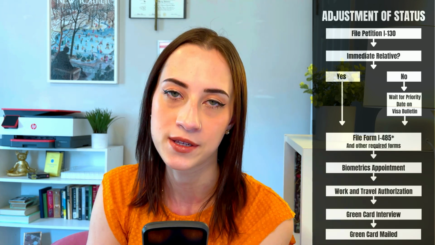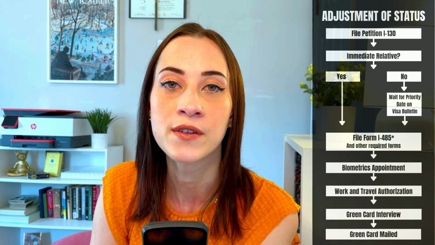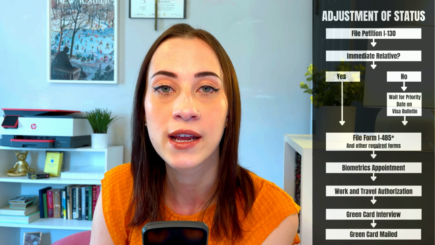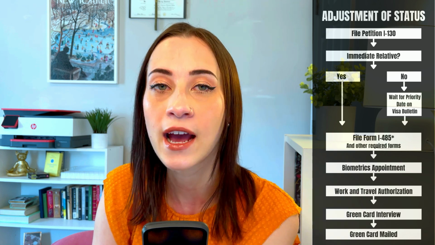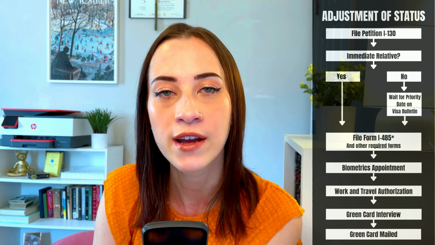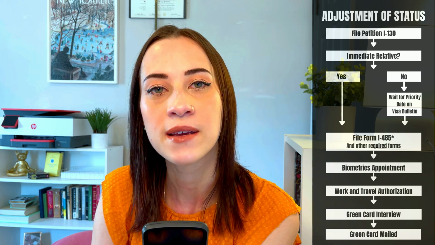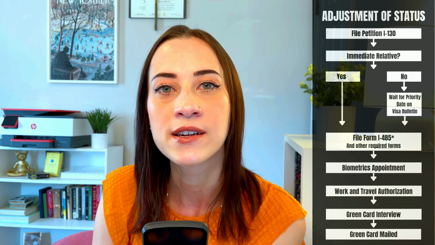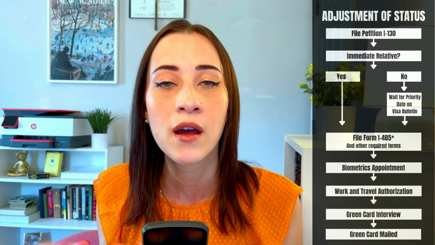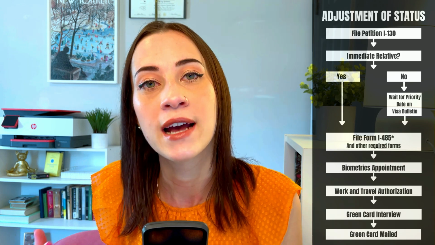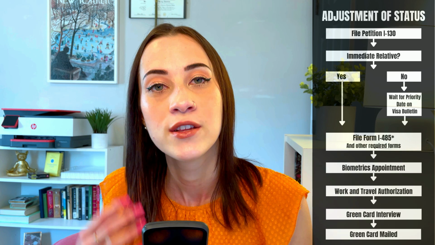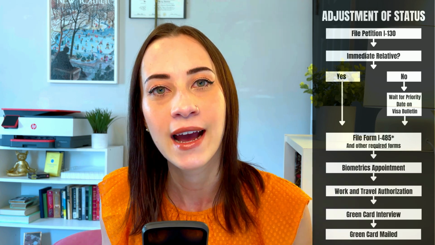One note that I wanted to make: immediate relatives of US citizens, such as spouses, children under the age of 21, and parents of US citizens can actually go ahead and file their I-485 form at the same time as their I-130 petition. So you combine the two steps in one, and this is known as concurrent filing. And I do also have a video talking about concurrent filing and how it works.